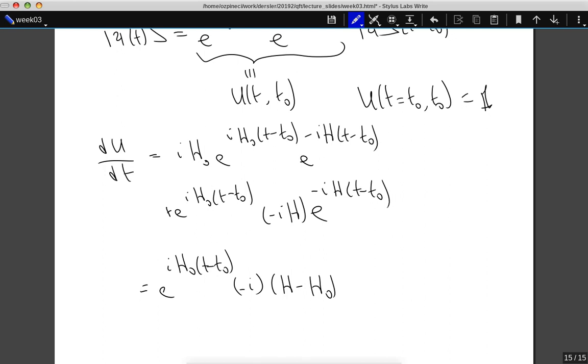Or I cannot write H0 at the end, because H0 need not commute with H. But I can write both of these, H0 and H, in the middle. So this is what I would get. Well, let me also insert an identity over here.